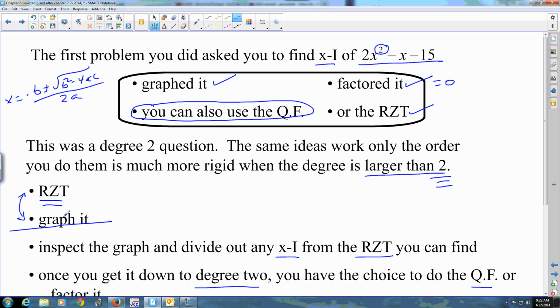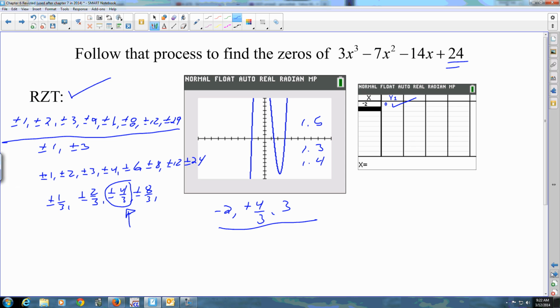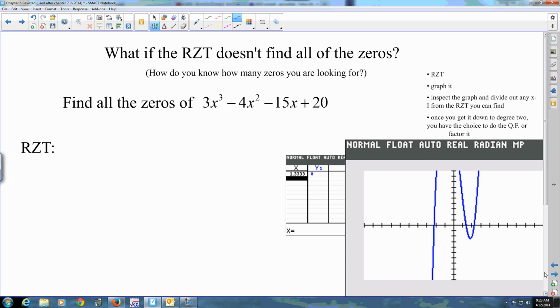You do these first two steps. Well, the question then comes, what if they don't all appear, or you can't get them from the rational zero theorem? That's when the other steps come into play. So here's one where they don't all show up. You have 3 x-intercepts, don't get me wrong, but you can't get them from the rational zero theorem.